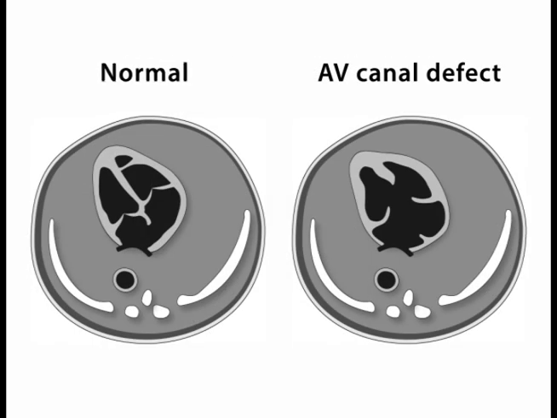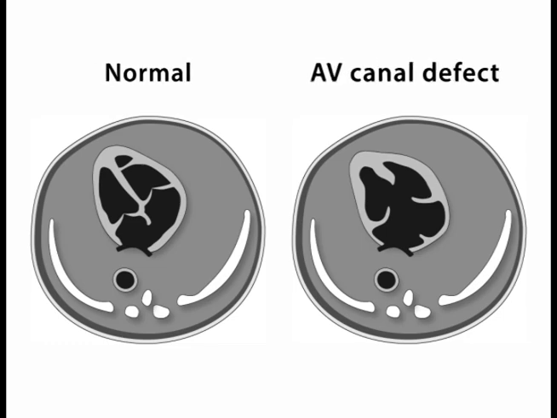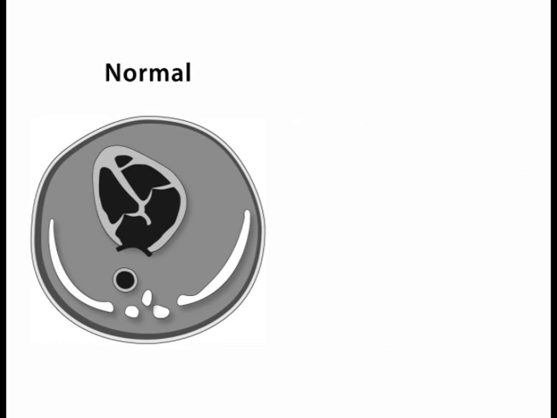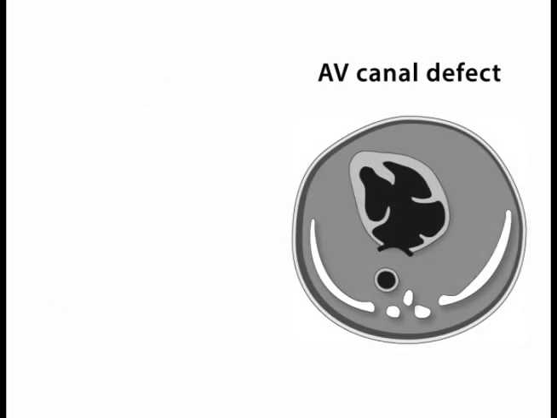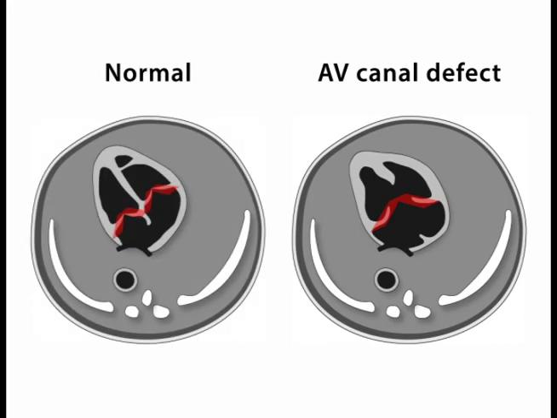Here, both normal and an AV canal defect are shown. Note that the plane of the normal atrioventricular valves resembles an upside-down W. In contrast, the atrioventricular valve plane of an endocardial cushion defect resembles the letter V. These anatomic differences can aid detection of this anomaly.